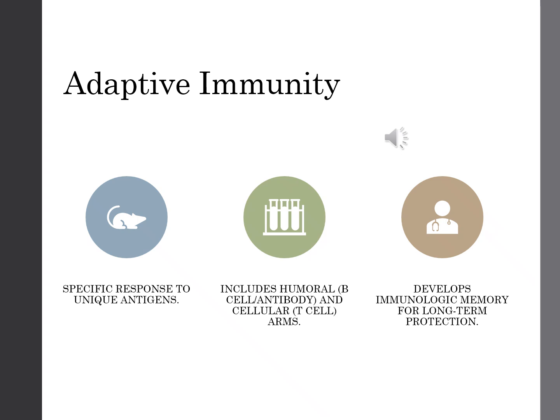So again, adaptive immunity is the body's kind of tailor-made long-term protection. It takes a longer time to suit up for the battle, but once it gets there, it remains effective for years. So it'll have that immunity for longer periods of time.